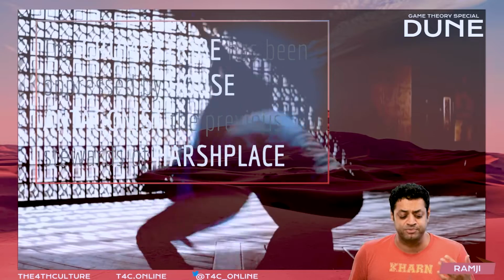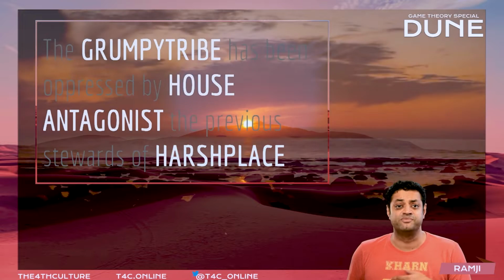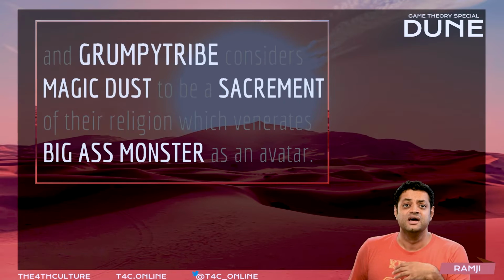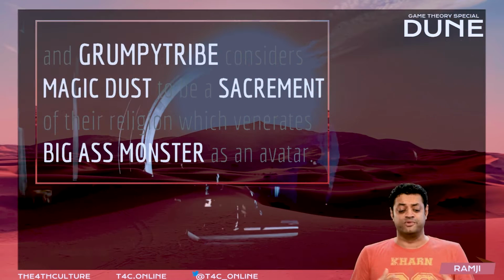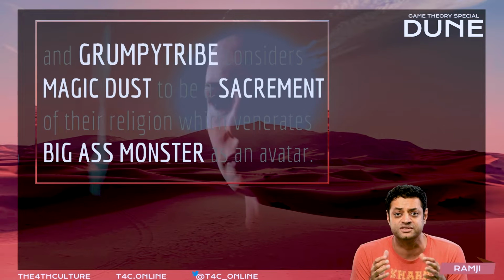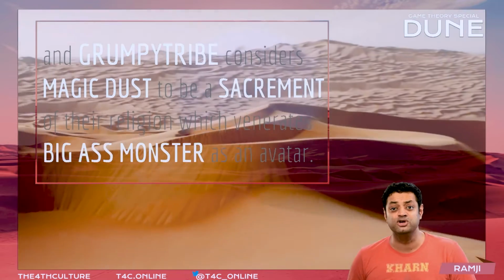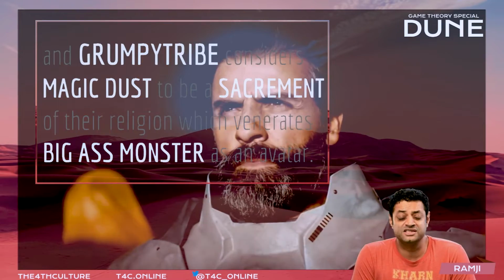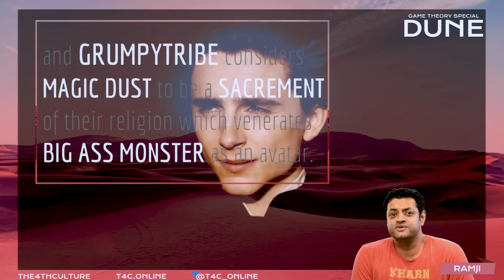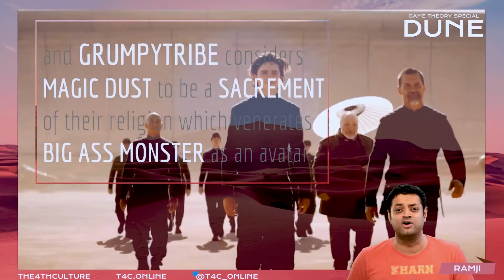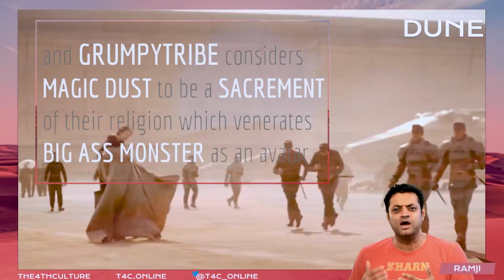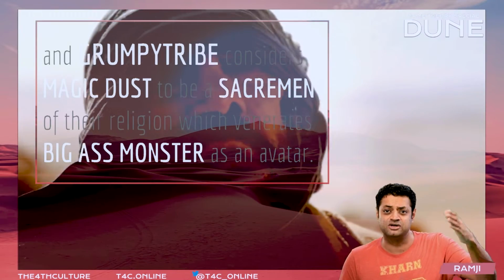The grumpy tribe has been oppressed by House Antagonist, the previous stewards of HARSHPLACE, and the grumpy tribe considers the magic dust itself to be a sacrament, a religiously important thing which they often consume as part of religious exercises or experiences. And so it's a sacrament of their religion, and they venerate the big ass monster as an avatar of their god. And so if you go around killing big ass monster, you're going to piss off grumpy tribe.